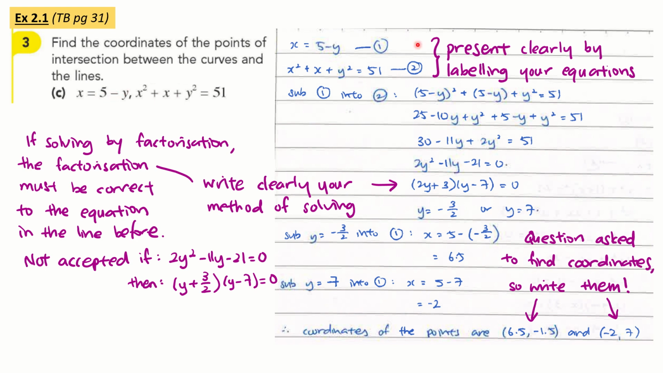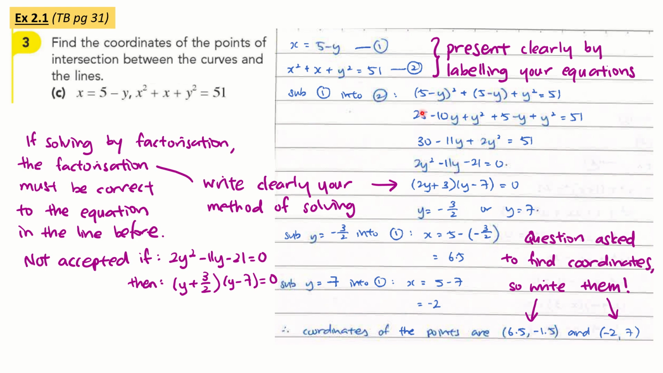So I want us to be very clear that whenever we're solving simultaneous equations, we need to present very clearly by labeling your equations. So I have labeled x equals 5 minus y as my first equation, and x squared plus x plus y squared equals 51 as my second equation. Then I very clearly state my instruction of substituting equation 1 into equation 2, followed by my series of steps. I really want to emphasize the presentation aspect, which is very much lacking in many of your homework.